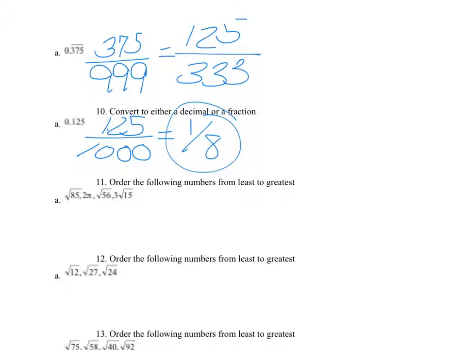Basically, all we're going to do in 11 is put these numbers in order from least to greatest. So we're going to find their decimal equivalents, and once we have the decimals, then we'll be able to put them in order from least to greatest.